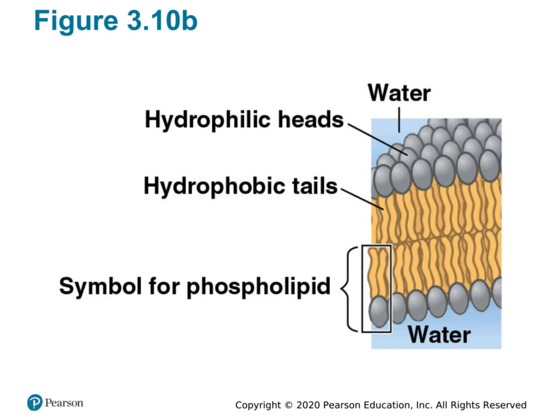Again, here we're viewing a cell membrane orientation with the phospholipids having their tails in the middle and their heads on the outside, and that's representing the outside of a cell and inside of a cell. More on that when we talk about cells later.